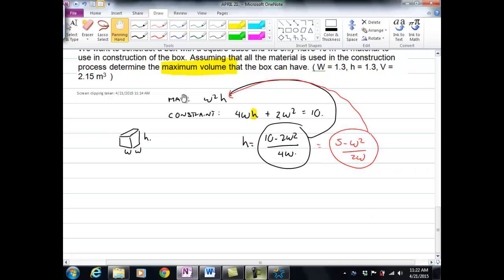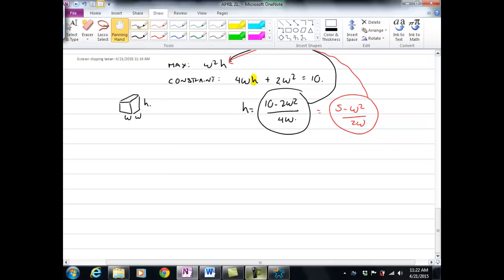Guys, continue. So here's my next line if you're lost. I'm going to sub it in and this is what you should have. V equals W squared times 5 minus W squared all over 2W, which equals 5W minus W cubed over 2. That equals V. Problem is that's only halfway there.